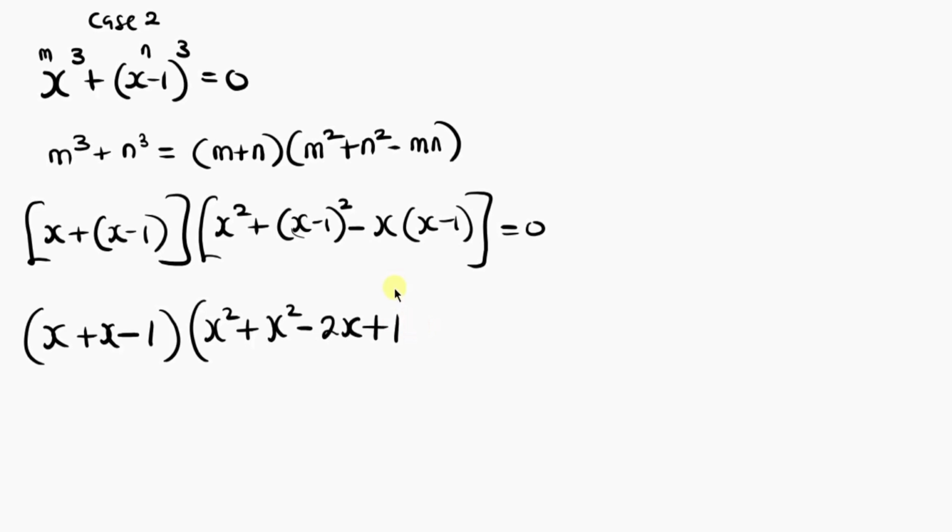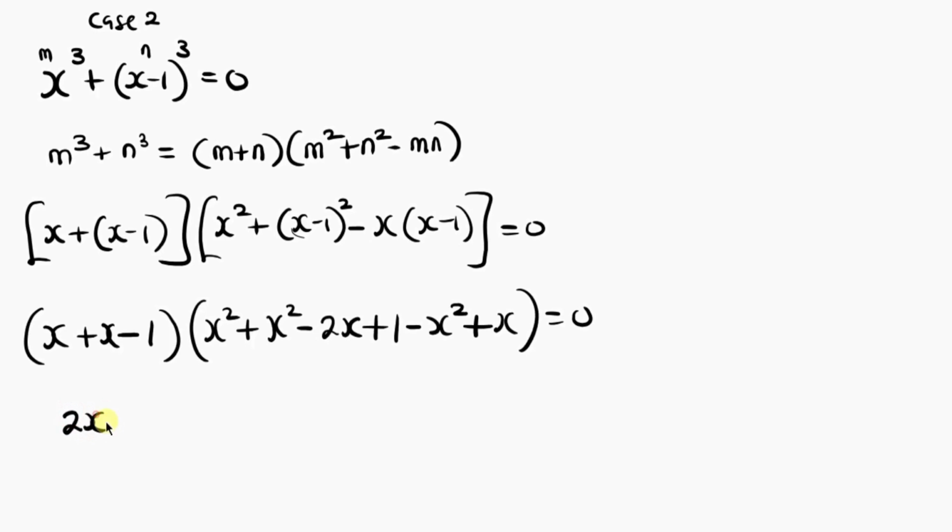Very good. Now let's open up this bracket. So minus x times x gives you minus x squared. So minus times minus is plus, x times 1 is x. There you have it, equal to 0. So let's simplify further. So this is going to give us x plus x is what? 2x, right?